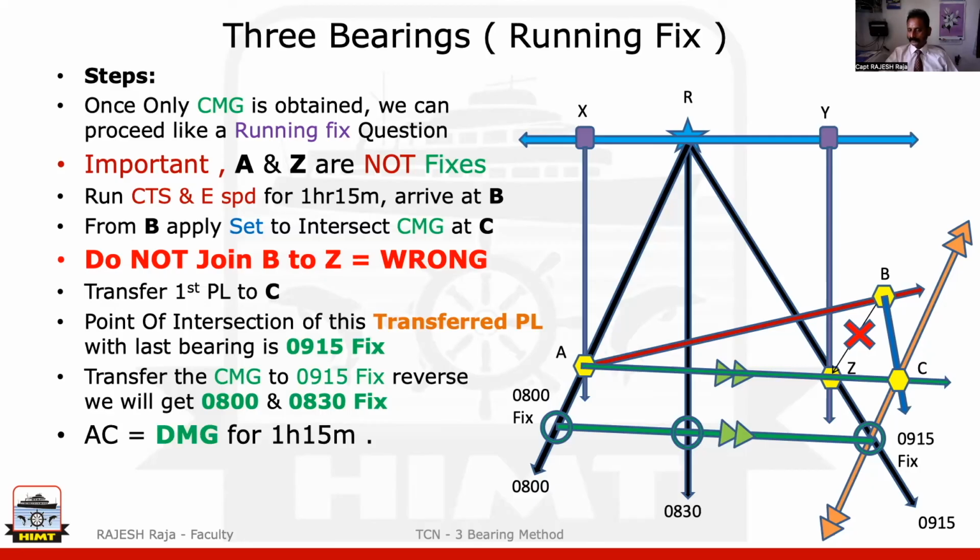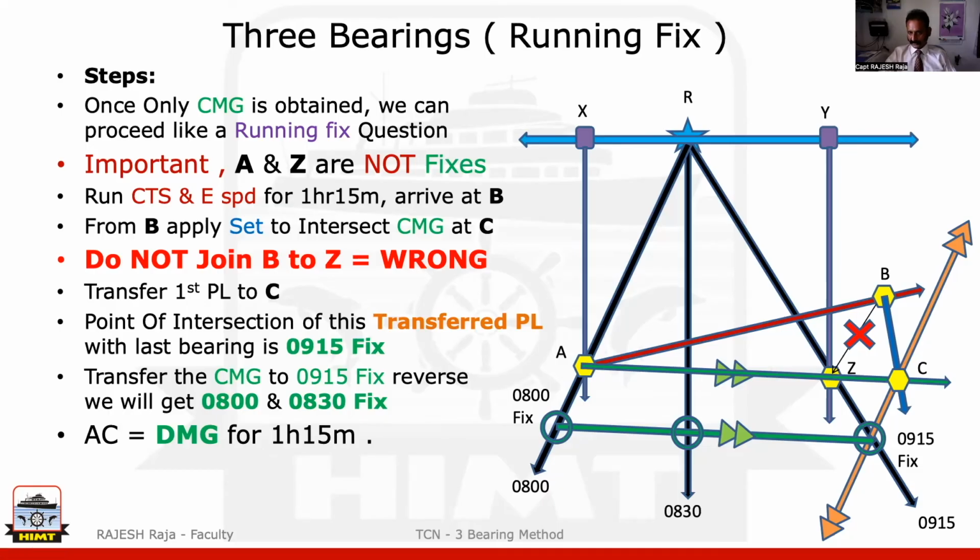Obviously, when I measure from fix to fix, I can measure the DMG or SMG. If it is 1 hour, I call it SMG. If it is anything which is not 1 hour, I call it DMG. And do you agree that the distance between 8 o'clock and 9:15 fix is exactly same as Alpha Charlie? So Alpha Charlie is your DMG for 1 hour 15 minutes. So if the question asks you SMG, then you need to convert this for 1 hour. Otherwise, you can write this as an answer.